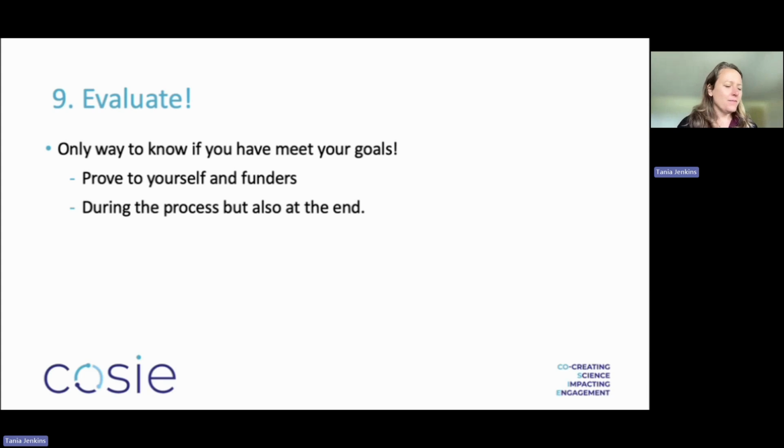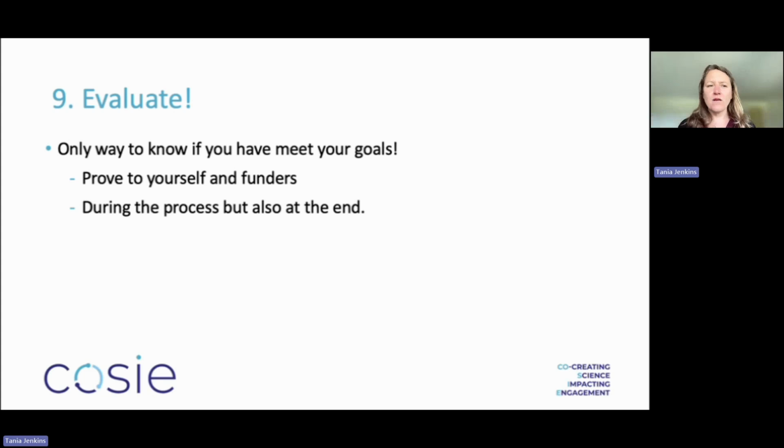You're all scientists, we're all scientists, so it's really important to evaluate, to know if we've met our goals. It's important to prove to yourself that you've met your goals in order to include it in your science communication practice to become better communicators. It's important to prove to funders that you've actually achieved the societal impact of a project. Often we fill out the impact sections and then we think, oh gosh, what did I do in the end? So it's important, as I said earlier, to think about this at the start.